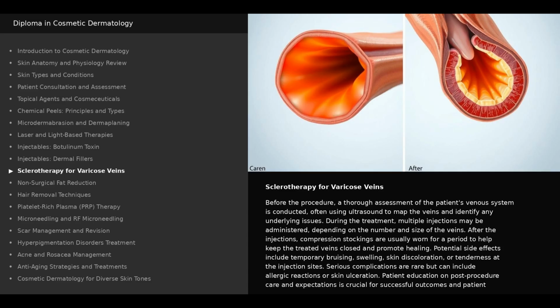After the injections, compression stockings are usually worn for a period to help keep the treated veins closed and promote healing. Potential side effects include temporary bruising, swelling, skin discoloration, or tenderness at the injection sites. Serious complications are rare, but can include allergic reactions or skin ulceration. Patient education on post-procedure care and expectations is crucial for successful outcomes and patient satisfaction.